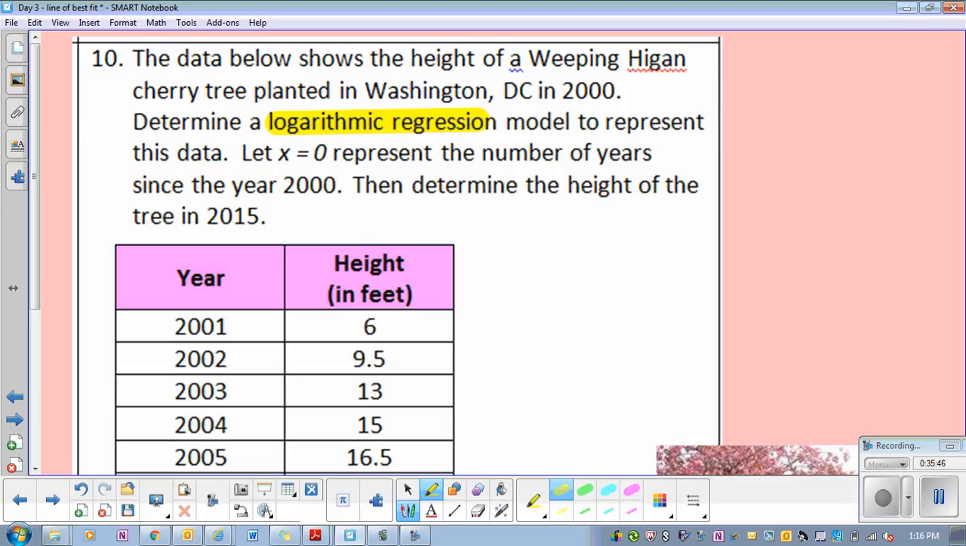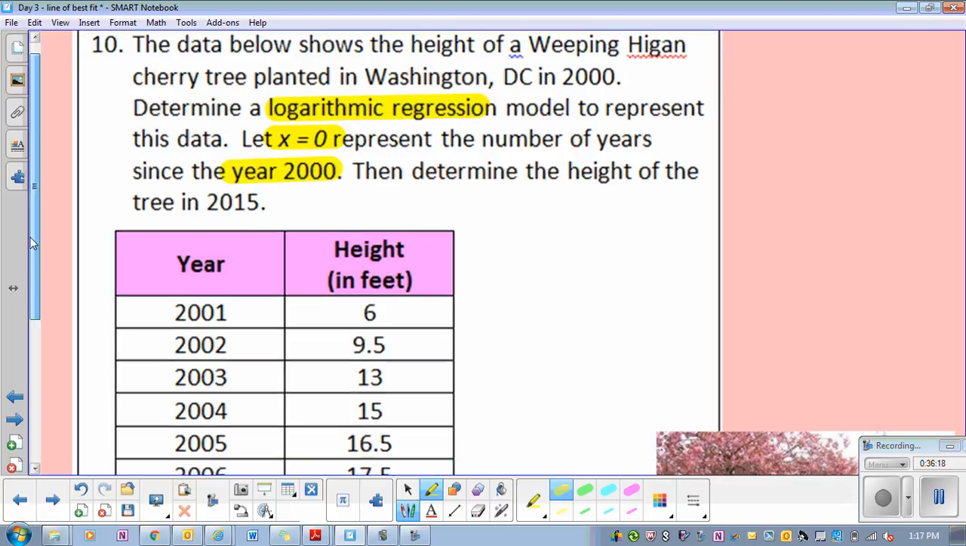It says let x equal 0 represent the number of years since the year 2000. So basically, guys, rule of thumb: if you see years, don't put the actual years into your L1. Start with 0 or start with 1. Most times it's going to be 0. Here they tell you it's 0, so start with that. And then it says determine the height of the tree in 2015.